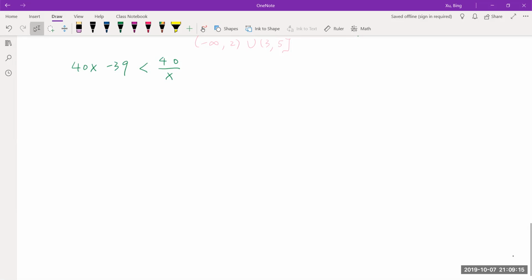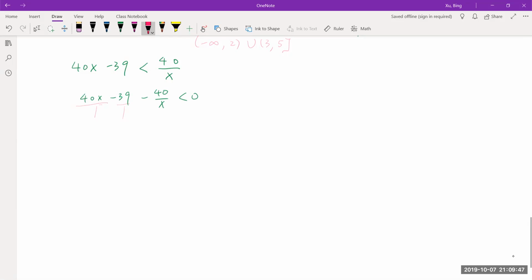So first of all, we want to make one side equal to 0. We need to move the 40 over x to the right side. So 40x minus 39 minus 40 over x less than 0. All right. Now I need to find the common denominator. So make everything over 1. The common denominator is x.